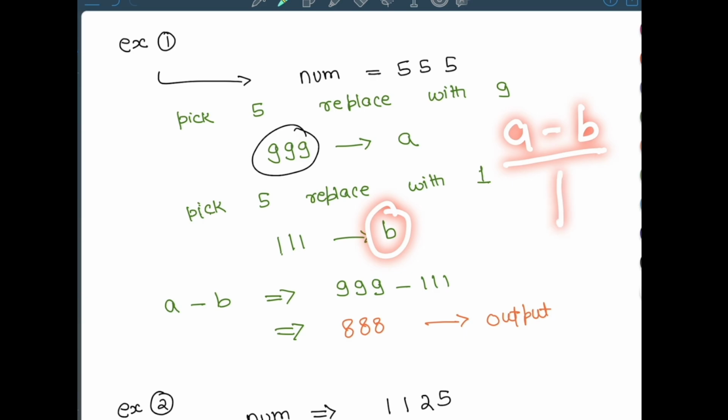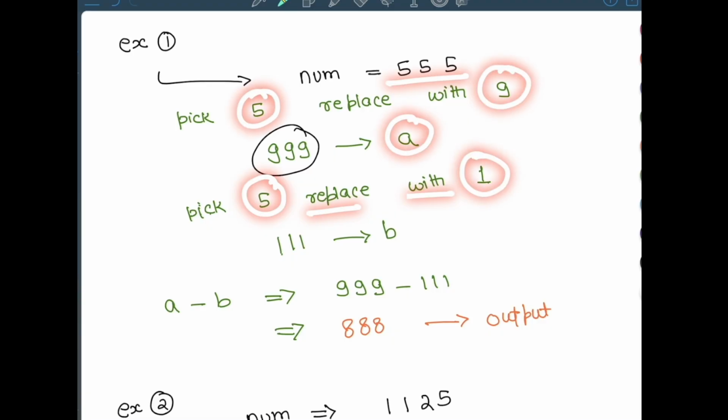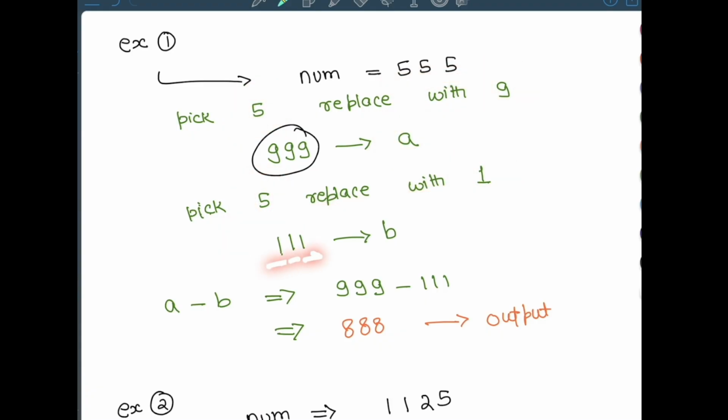If you want to maximize this particular difference, you should have a as the maximum and b as the minimum, right? So that the difference is maximum. So what I will do is I will say let us pick 5 from our given input num and let us replace it with 1. Earlier we replaced our 5 with 9 to create a, that is maximum. Now we will replace 5 with 1. So our new number is going to be 111, and let us say this is b.